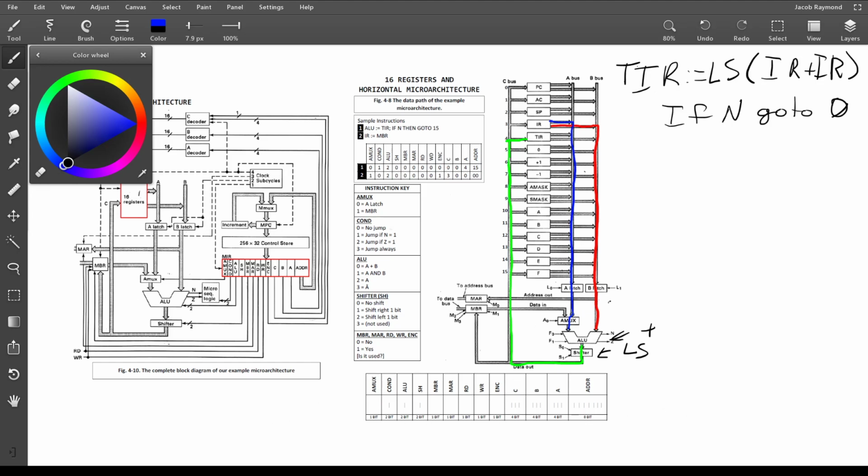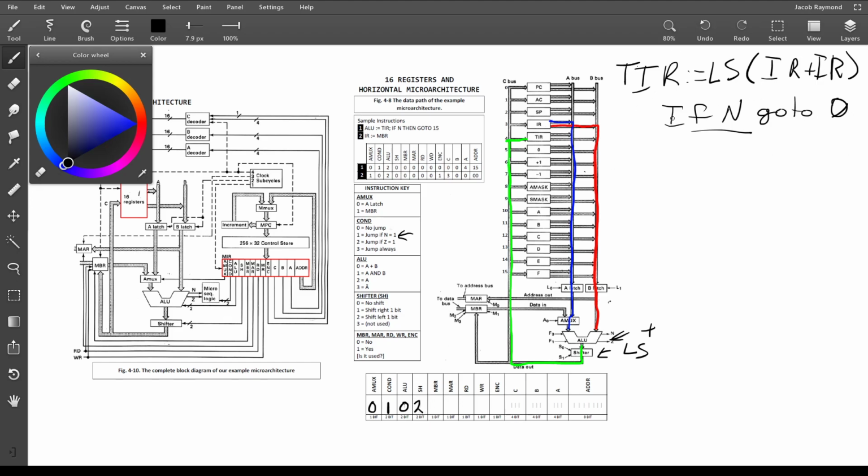So first one, AMUX. Clearly data is coming from the A latch, so that means AMUX has to be 0. Condition, well, we have a jump if n equals 1, right? That means we're going to do the jump if n is 1. So that means the condition is going to be a 1. Then we have the ALU operation. Already figured out over here that we have to make it do addition. Addition is operation 0. The shift, we want it to do a left shift. So shift left 1 bit, that's operation 2 for the shifter.